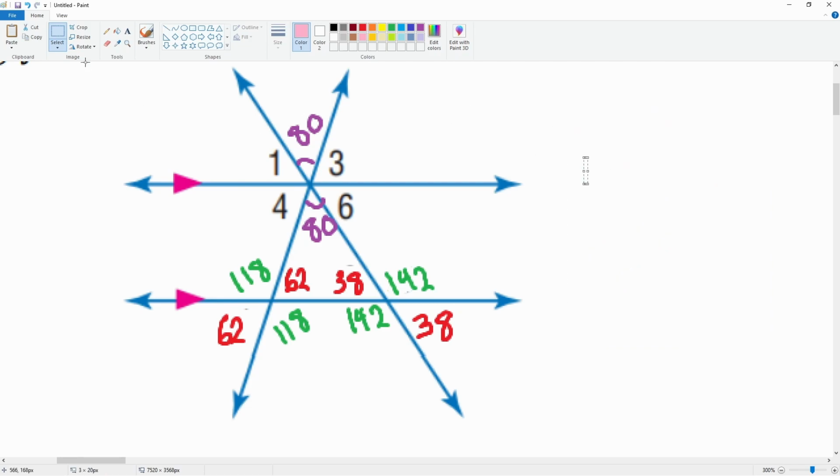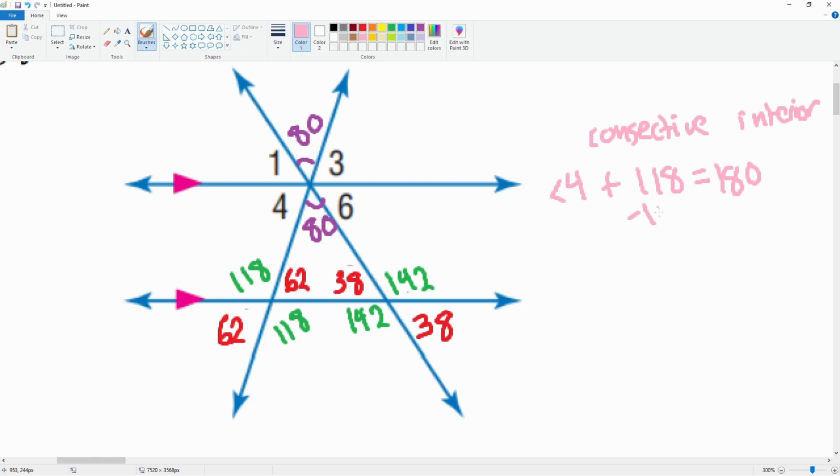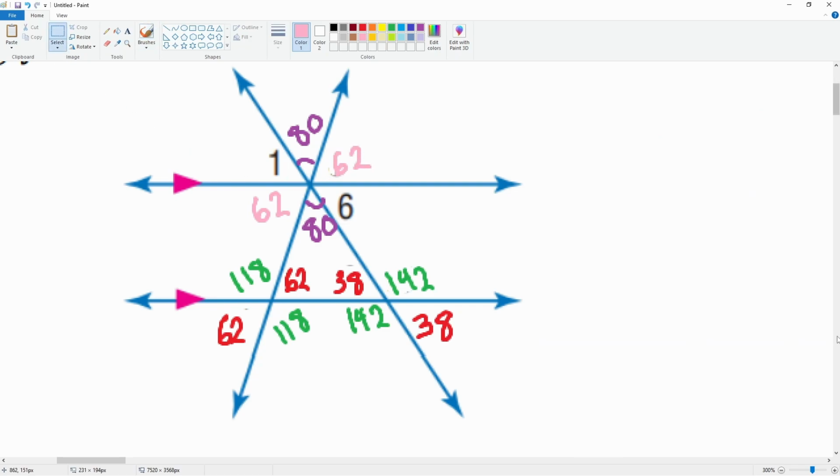We know that angle 4 has to add up with 118 equals to 180, because again, this is consecutive interior angles. They are supplementary, they add up to 180. Okay, so if we subtract 118 from both sides, you get angle 4 is equal to, I think it is 62 degrees. Okay, so we can say that angle 4 here is 62 degrees. Then by vertical angles, angle 3 can also be 62 degrees. Okay, now we just have to do it one more time.